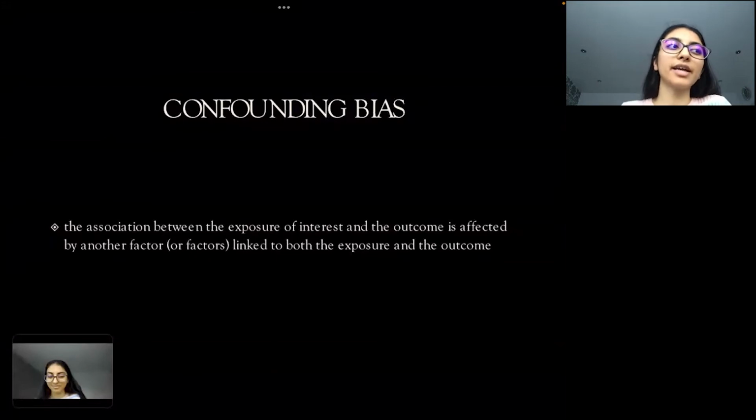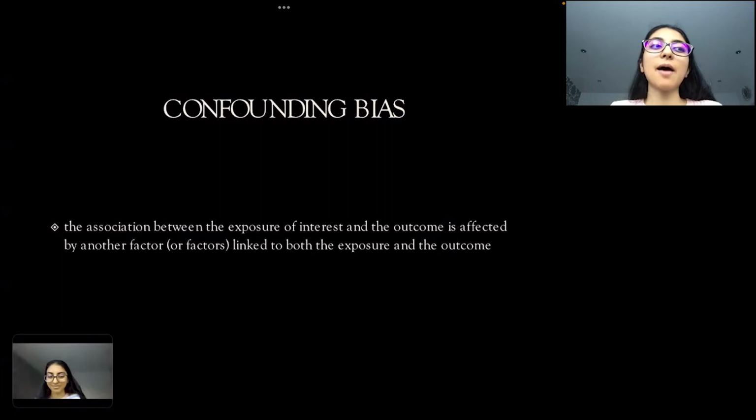Okay, so confounding bias. So this is also a very important one. Confounding bias is when the association between the exposure of interest and the outcome is affected by another factor or factors that are linked to both the exposure and the outcome. So let's say there's a cross-sectional study and it finds that there's an increased vertebral fracture risk if a vertebroplasty is done. So just in case anyone doesn't know, vertebroplasty is a procedure that's done to relieve pain from osteoporosis.